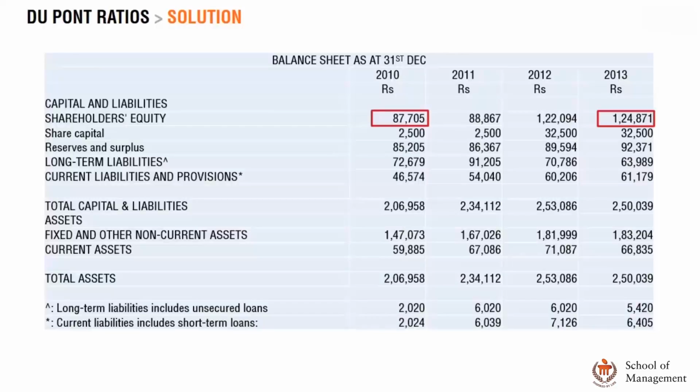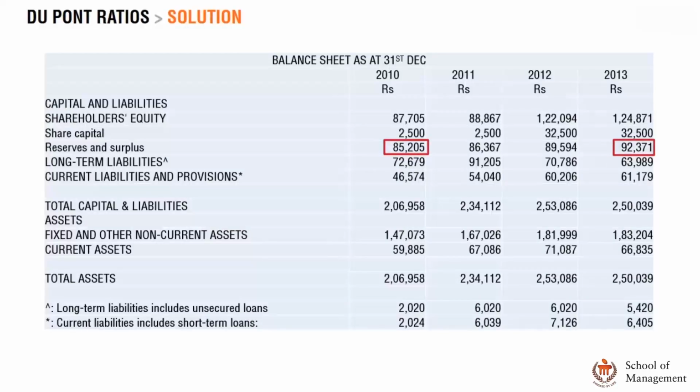during the period. Of this increase, the major chunk is from equity issue. The share capital of the company, which was 2,500 rupees, went up to 32,500 rupees in the year 2012, which means there was an issue of 30,000 rupees of shares. The other increase is in the profit that has been made by the company during this period and retained without being declared as a dividend. That, as you can see here, has gone up from 85,000 rupees to 92,000 rupees.